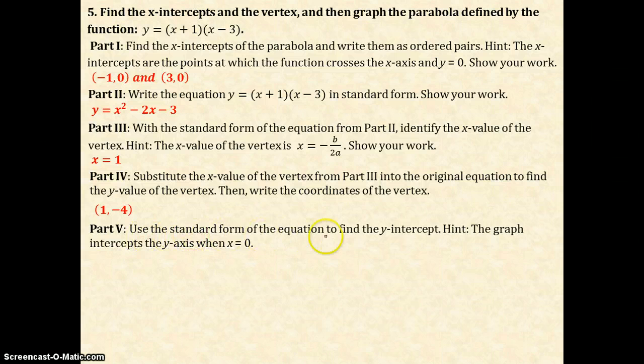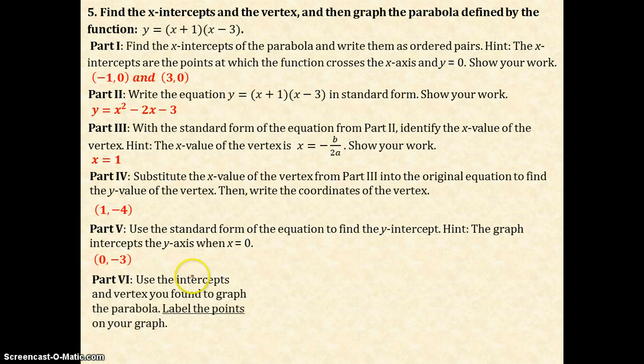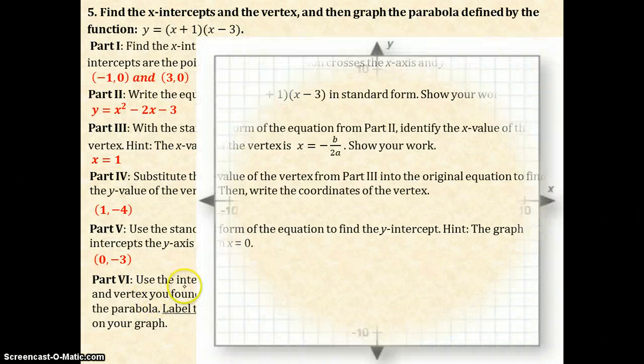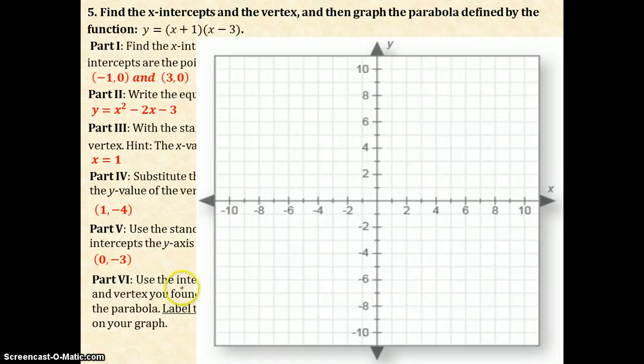Now we can use the standard form of the equation to find the y-intercept. And the y-intercept happens when x equals 0. So I'm going to take this and put zeros in for x. Y equals 0 squared minus 2 times 0 minus 3. Well, that's 0 and that's 0. So y equals negative 3. So that gives us the point 0, negative 3. Now we're going to use the intercepts and the vertex that we found in order to graph this here parabola.